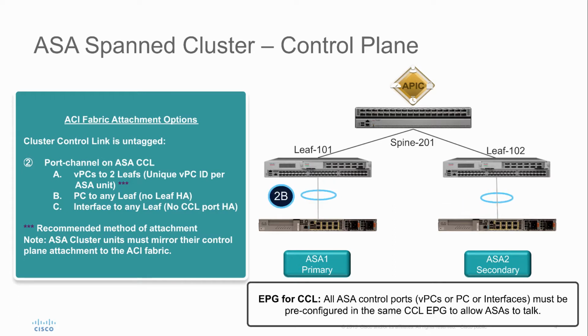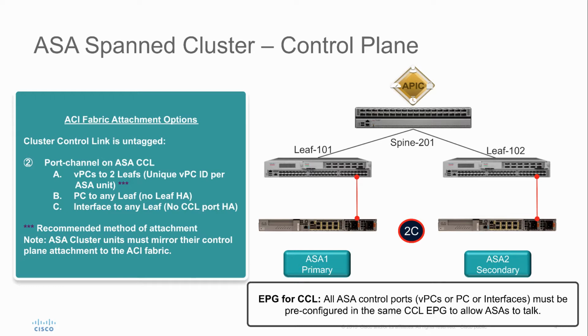We can also attach each ASA individually as a port channel to its own leaf. This doesn't provide leaf redundancy in that case, and the third option here is to actually leverage a single interface into the leaf. That's obvious what sort of risks this kind of deployment carries, because we do not have redundancy of multiple ports for control plane with each ASA, and we also don't have redundancy of leaves themselves in this case.